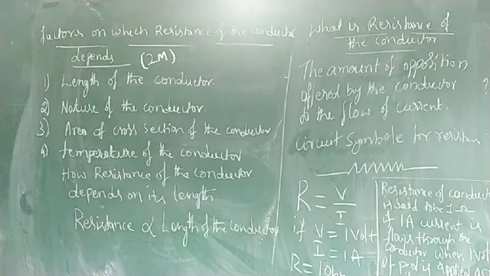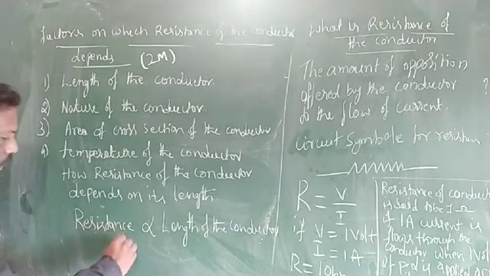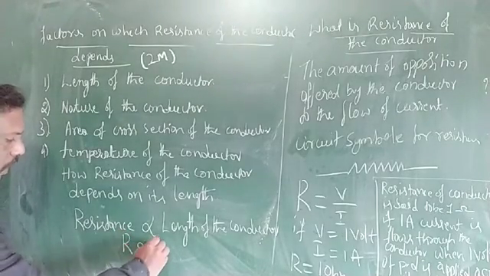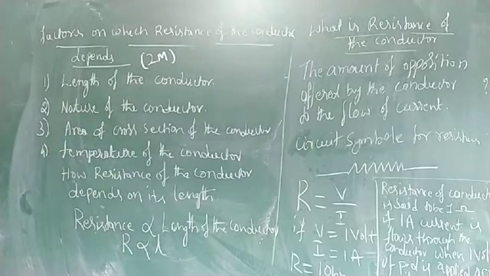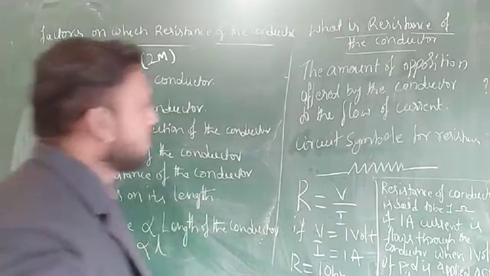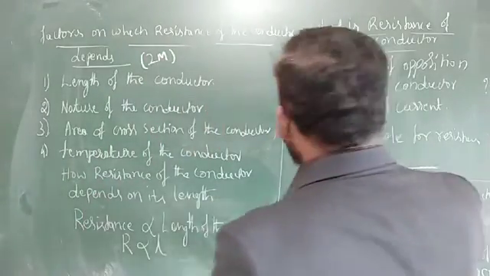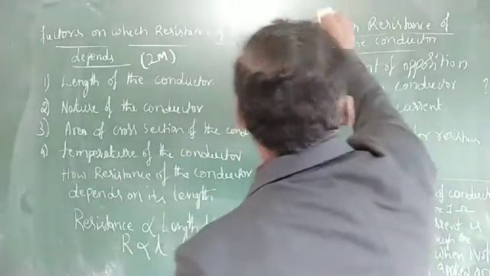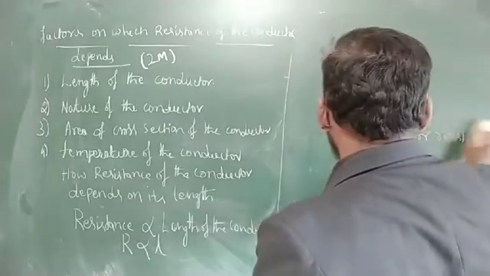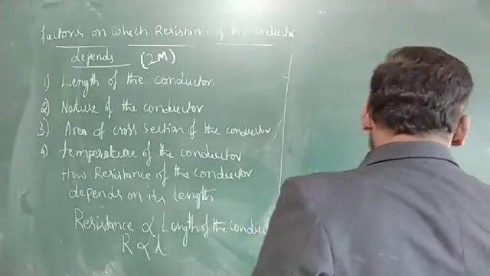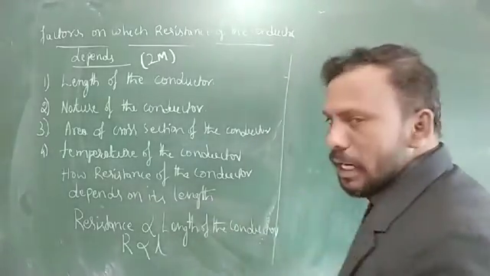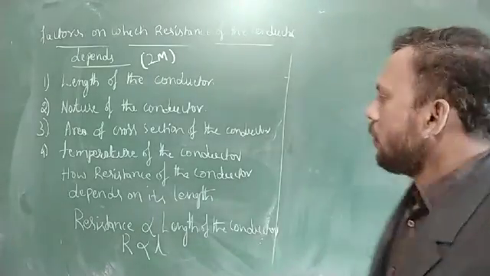Resistance is directly proportional to the length of the conductor. Therefore, R proportional to L, the length of the conductor. Okay. Next, how the resistance of the conductor depends on its area of cross section.